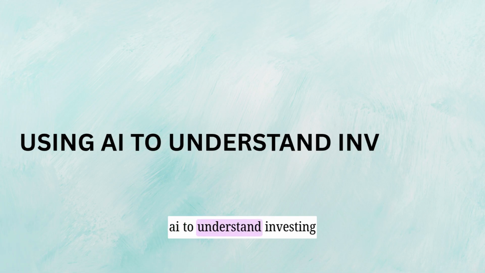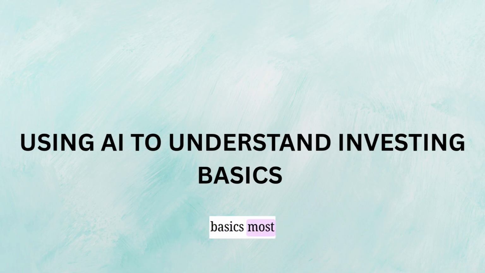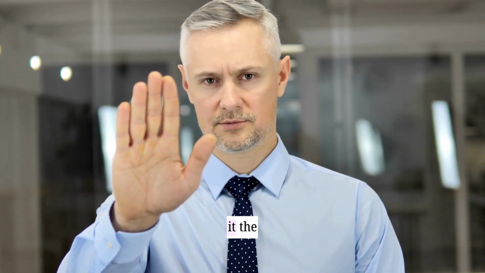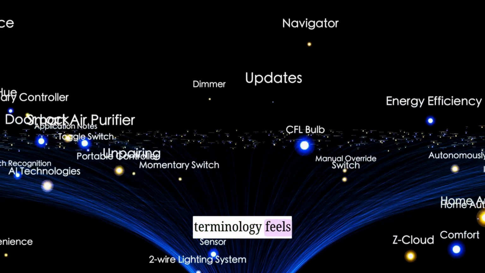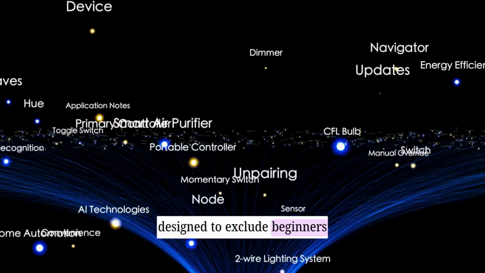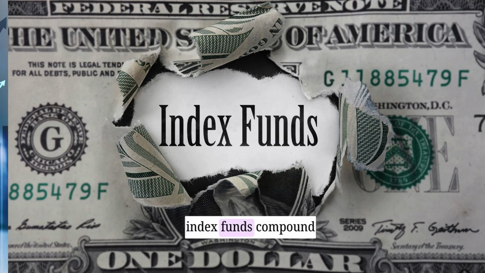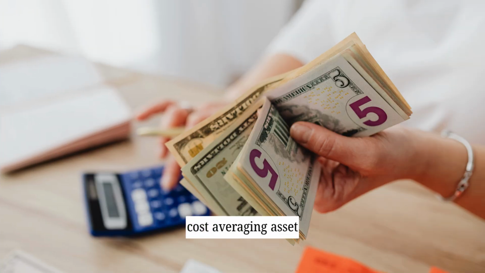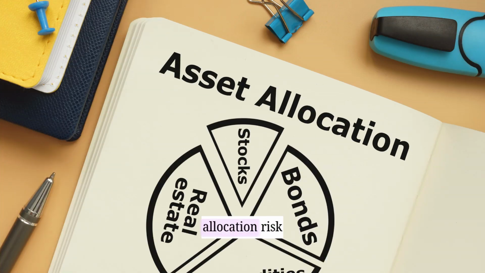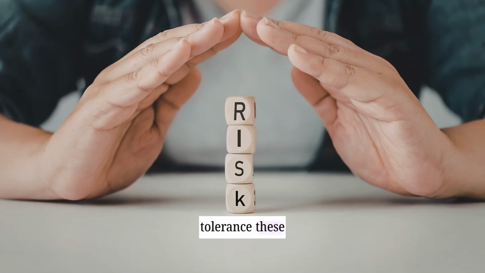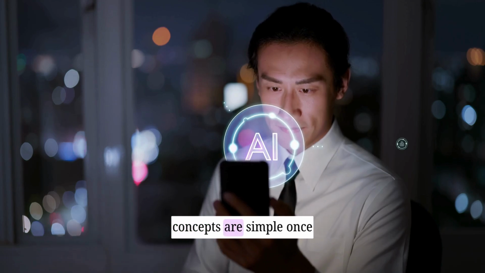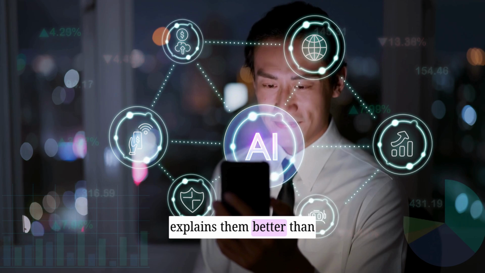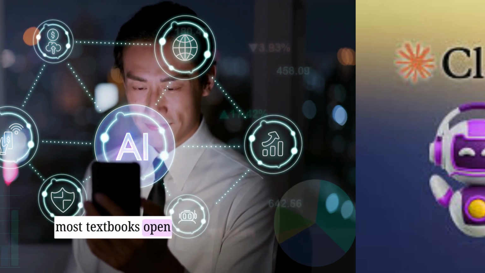Using AI to understand investing basics. Most people avoid investing because they do not understand it. The terminology feels designed to exclude beginners: ETFs, index funds, compound interest, diversification, dollar cost averaging, asset allocation, risk tolerance. These concepts are simple once explained clearly. AI explains them better than most textbooks.